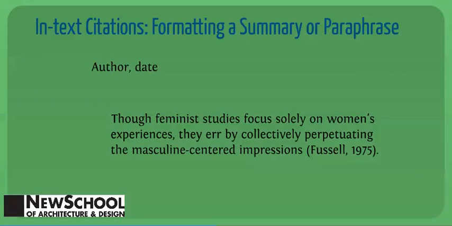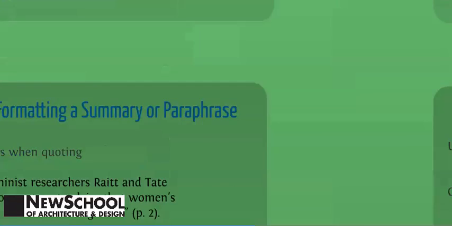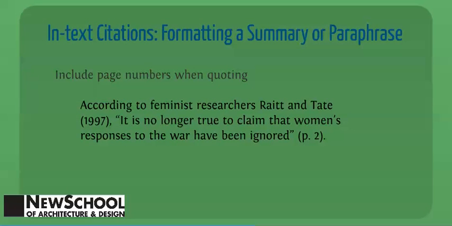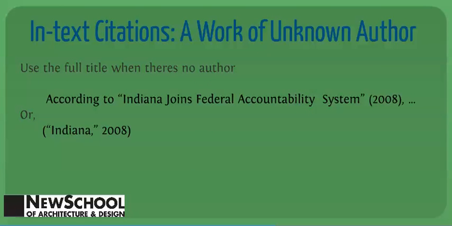You can include the author and date in parentheses at the end of a summary or paraphrase. You can use the author's name as a signal phrase and follow it up later with the date. If quoting directly, you can follow the same pattern but include the page number in parentheses after the quotation. If there are no identified authors, you can use the title of the work instead. Include the whole title, or, if using parentheses, add quotation marks to make the distinction more clear.